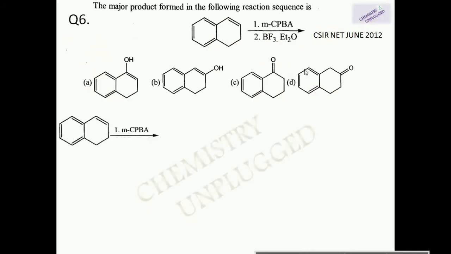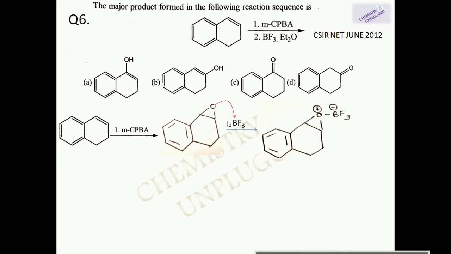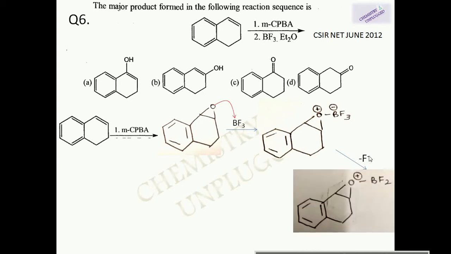Then in the next reaction, first we are using mCPBA. It will attack on this alkene and convert it into epoxide. Then we are using BF3. It is a Lewis acid. So the lone pair of electron of oxygen will attack on BF3 and this will form. In the next step, one fluoride atom is removed and we have this compound.